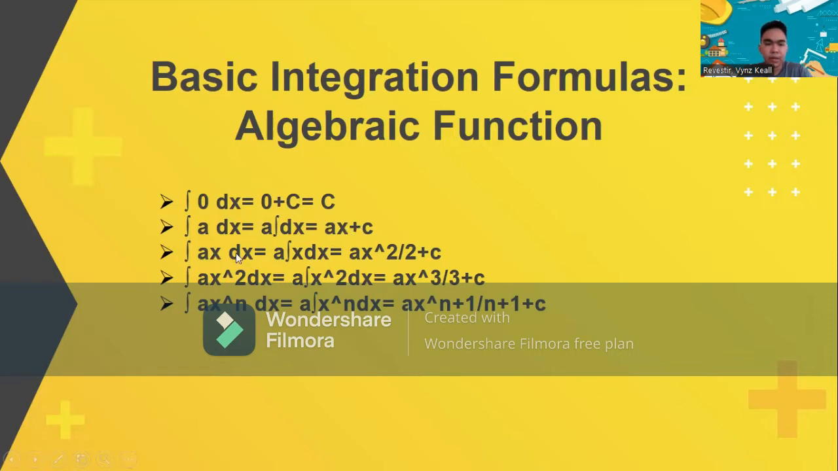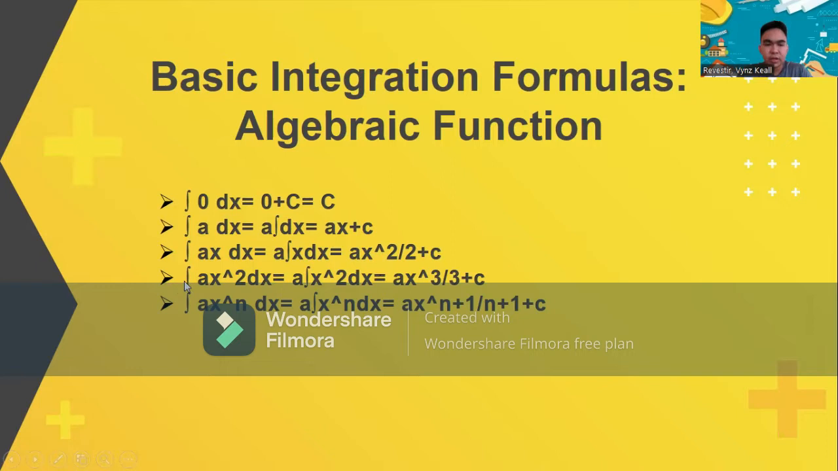Next is the integral of ax dx, which equals put out a as the constant and integrate x dx, which is equal to copy a, the integral of x is equal to x squared over 2, and add the constant c. Why x squared over 2? The exponent of x is equal to 1, and if we integrate, we are just going to add 1. So 1 plus 1 is equal to 2. So x is integrated into x squared, and the exponent is also the denominator.